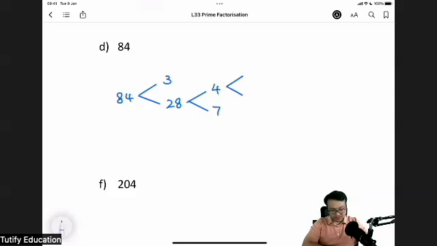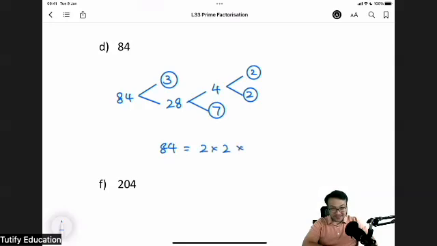What about number 4? Can we split it up? 2 times 2. So now we circle all the prime numbers. And I'm going to write down 84 equals to, tell me. 2 times 2 times 7.